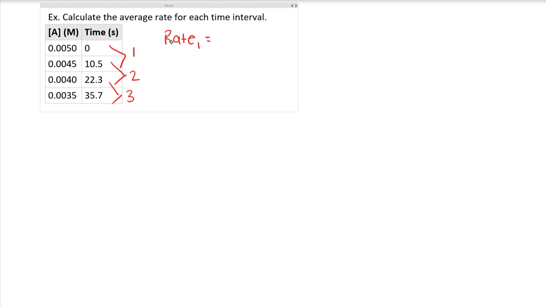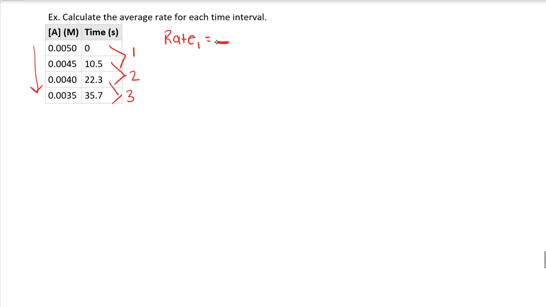All right, so rate for our first reaction. This is going to be the rate of disappearance. I see that as time goes on, the concentration of A is going to decrease. So I'm just going to add that negative sign because rate always needs to be positive, and the negative sign just indicates that the concentration is decreasing. All right, so again, it's going to be change in concentration divided by change in time.